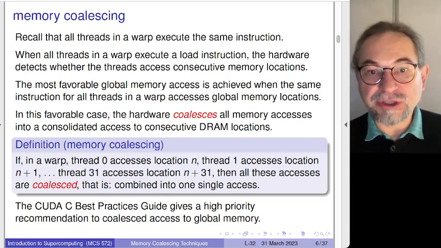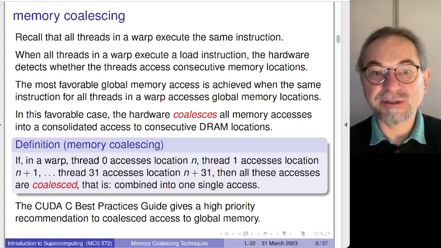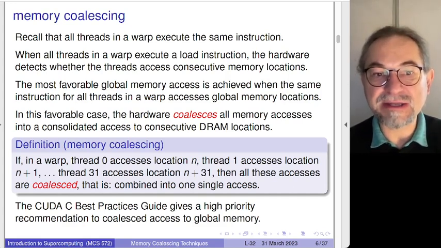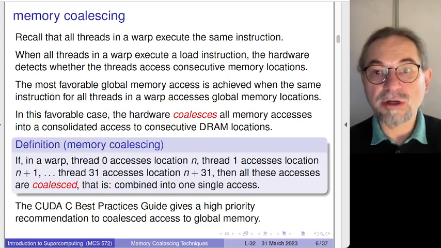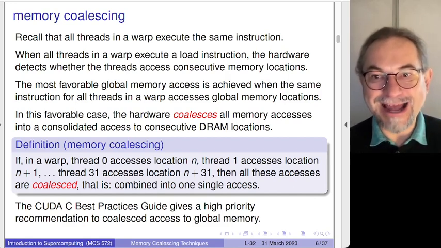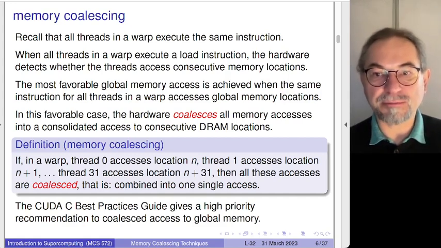So what you actually want is that all the memory accesses are coalesced, happening essentially at the same time. This happens if, when the first thread accesses one memory location, then the next thread accesses the next memory location, and so forth. So you have 32 threads, and you have 32 adjacent memory locations that are accessed by each individual thread in the warp.